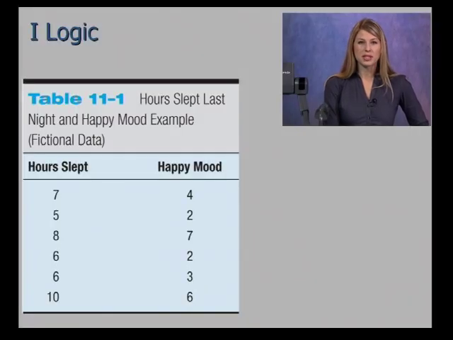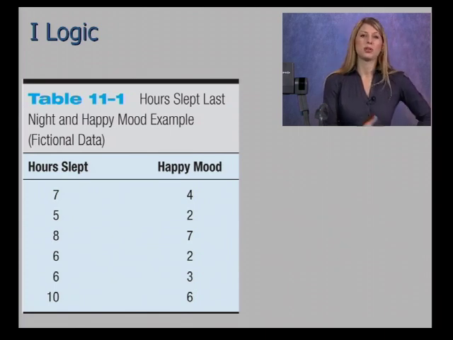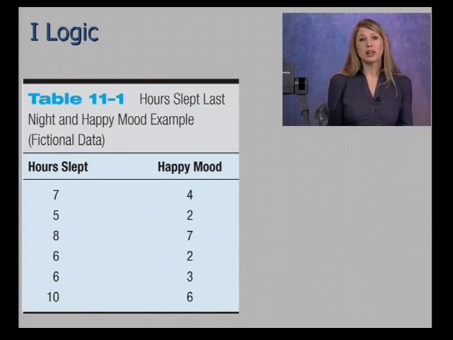So let's take a look at the logic behind this. Here are two continuous variables. We have hours of sleep and happy mood. They're both continuous. Hours you slept, you could sleep 4 hours, you could sleep 4.2 hours. And I want to know, is there a relationship between hours slept and how happy you are? So this is what you would test with a correlation.